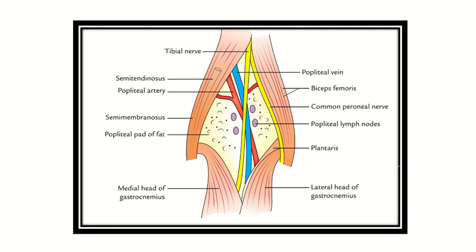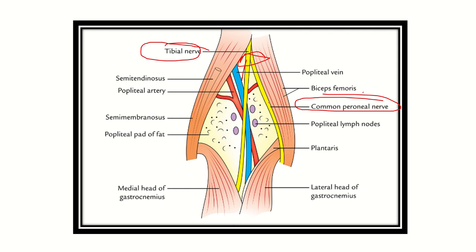And here three important questions arise. These are very important. One of them is the tibial nerve. A frequently asked question: the sciatic nerve divides into the common peroneal nerve and the tibial nerve at what level? It is the upper part of the popliteal fossa.